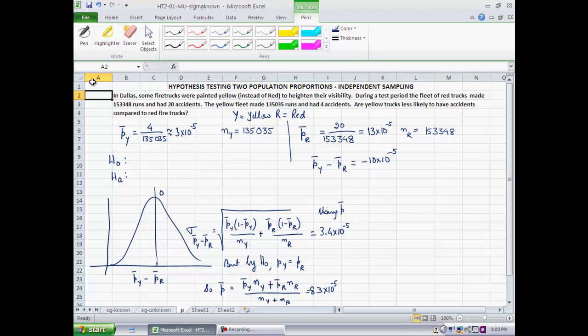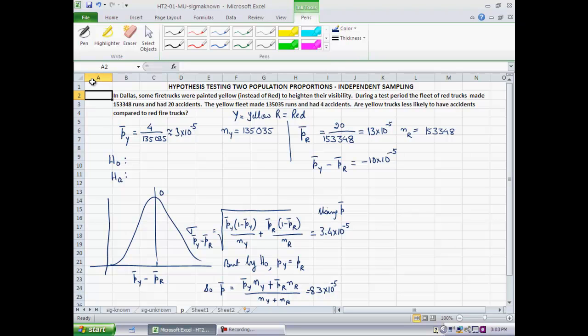So the two populations being compared here are red fire trucks and yellow fire trucks. The samples that we have here are yellow fire trucks in Dallas and red fire trucks in Dallas. So the question is, are yellow trucks less likely to have accidents compared to red fire trucks? Our first step, of course, would be to set up our hypotheses, and following our guideline, we want to set up our hypotheses in such a way that the claim that we are trying to establish should follow from the rejection of the null.